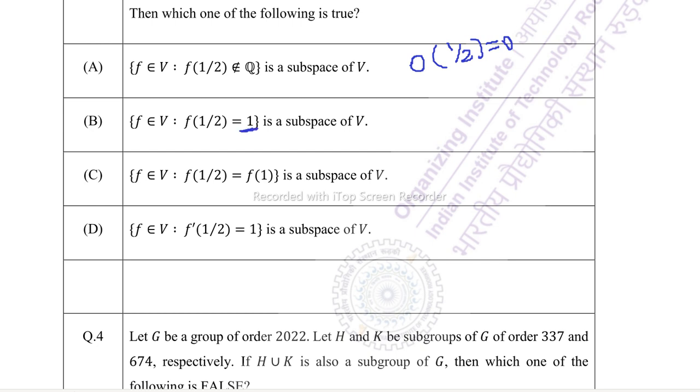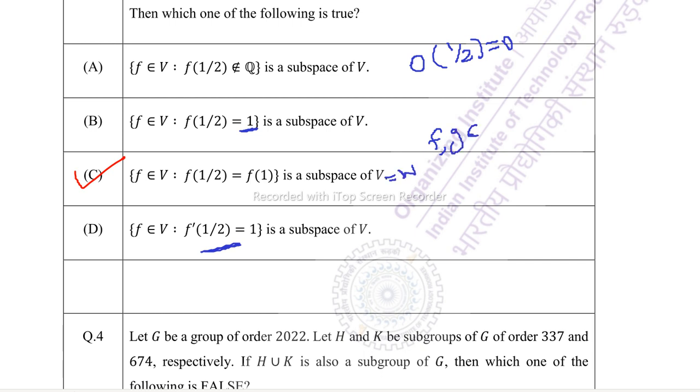Similarly we can handle this one. The derivative of the zero polynomial is also 0, so again this is not a subspace. But we can easily prove that C is a subspace. Look at the third option, it is always a subspace. So how do we prove this is a subspace? Maybe we can call this set W.